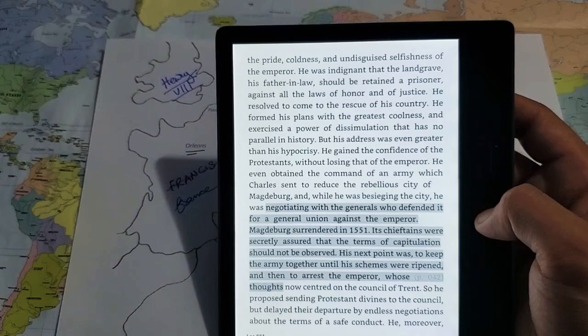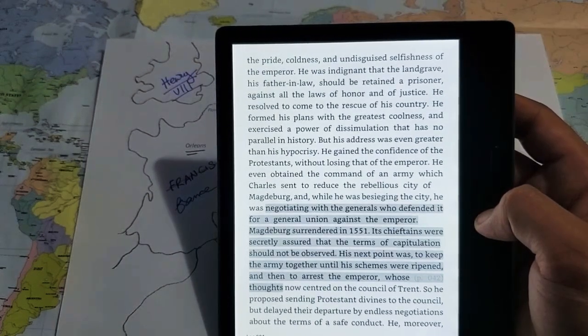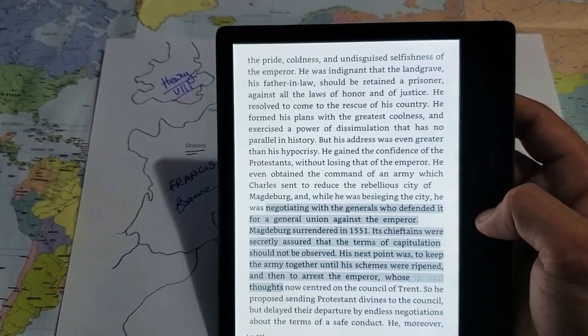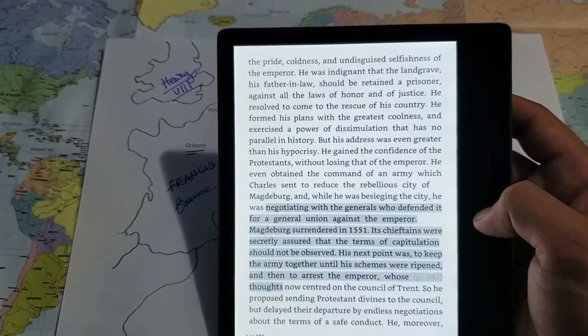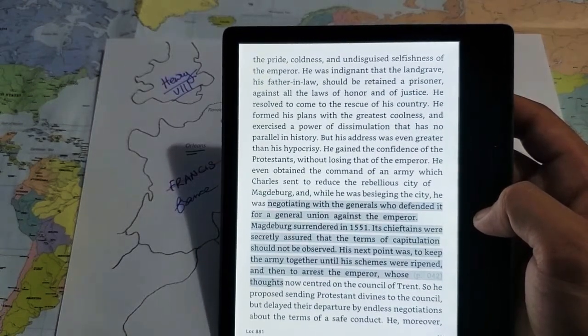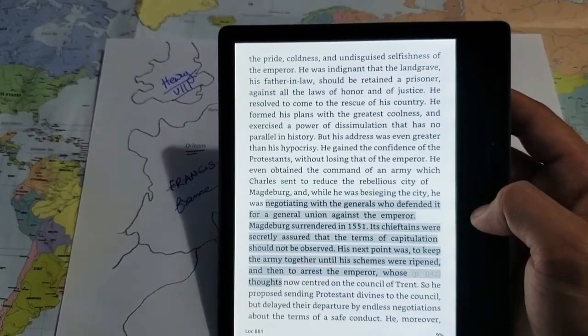He formed his plans with the greatest coolness and exercised the power of dissimulation, lying, that has no parallel in history. But his address was even greater than this hypocrisy. He gained the confidence of the Protestants without losing that of the emperor. He had even obtained the command of an army which Charles sent to reduce the rebellious city of Magdeburg, and while he was besieging the city, he was negotiating with the generals who defended it for a general union against the emperor. Magdeburg surrendered in 1551.